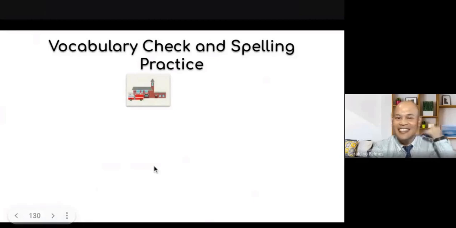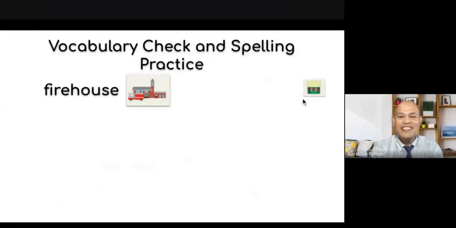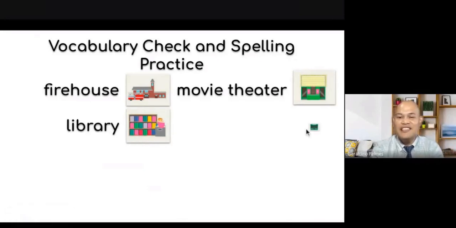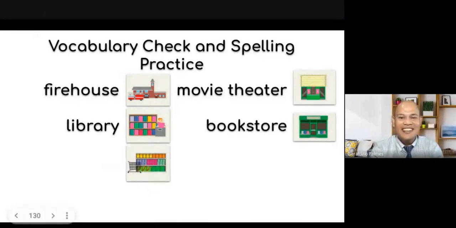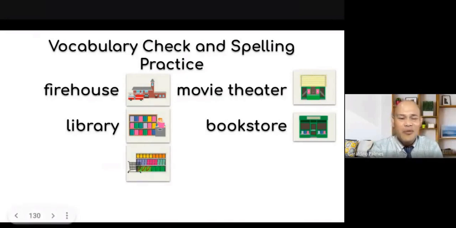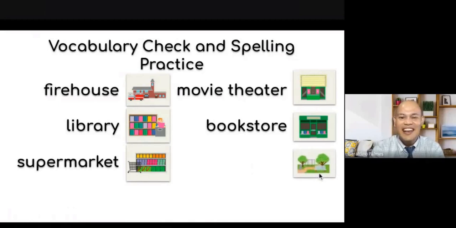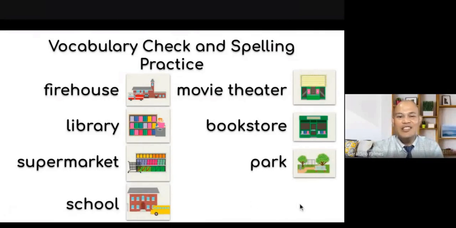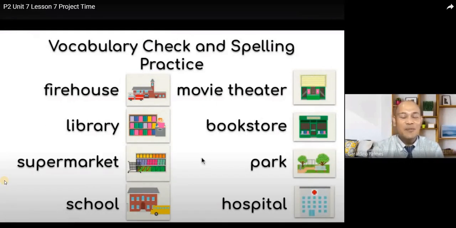What place is it? It's a firehouse. Very good. What place is it? It's a movie theater. What place is it? It's a library. Great job. What place is it? It's a bookstore. Yes. And what place is it? I cannot hear that. One more time. It's a library. It's a supermarket. Very good. What place is it? It's a park. And about this one? It's a school. And the last one? It's a hospital. So these are the vocabulary from lesson number 1 and 2.